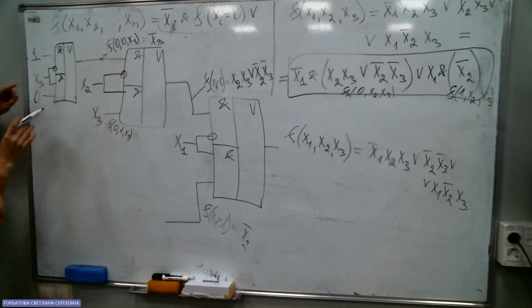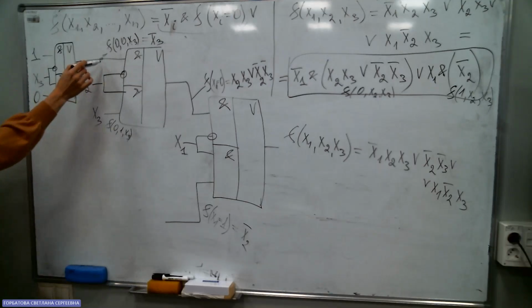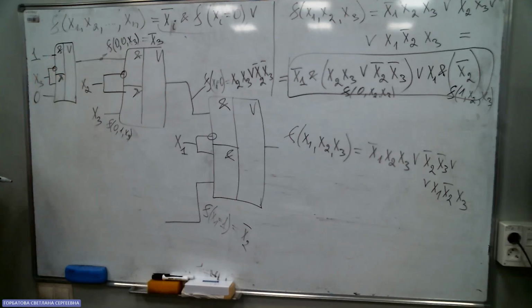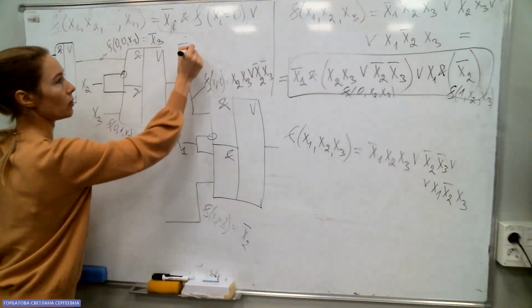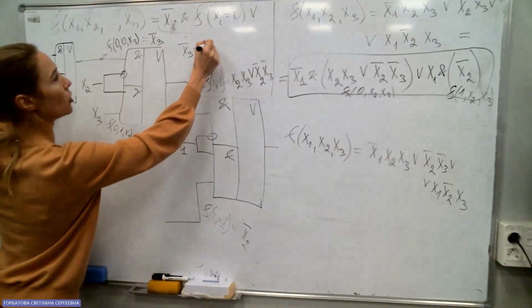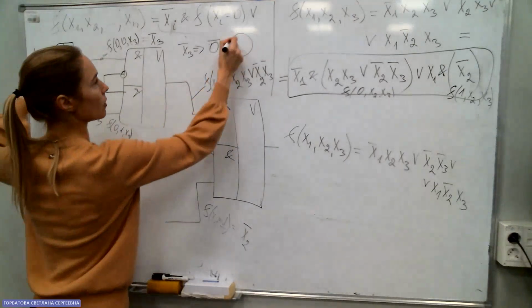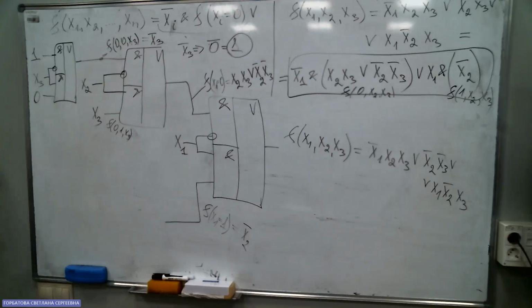So I just, instead of x3, in this function, put 0 and get the result for this input. No, not 0 equals to 1. Yeah, 0. So not x3, it is not 0, it is 1. This is a result for this input.